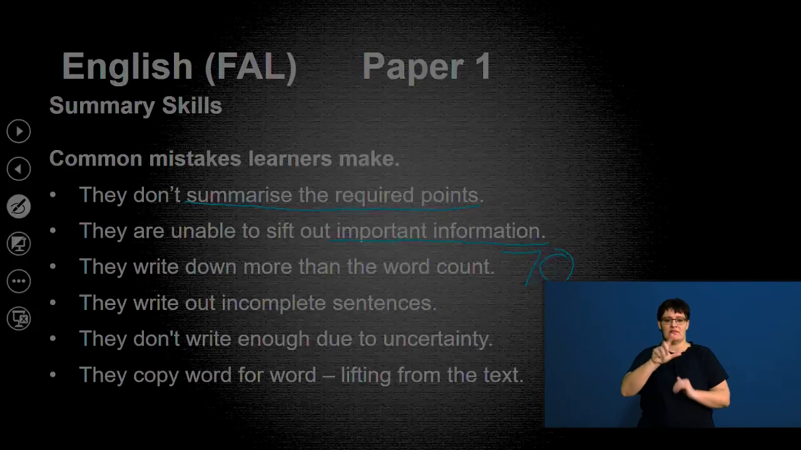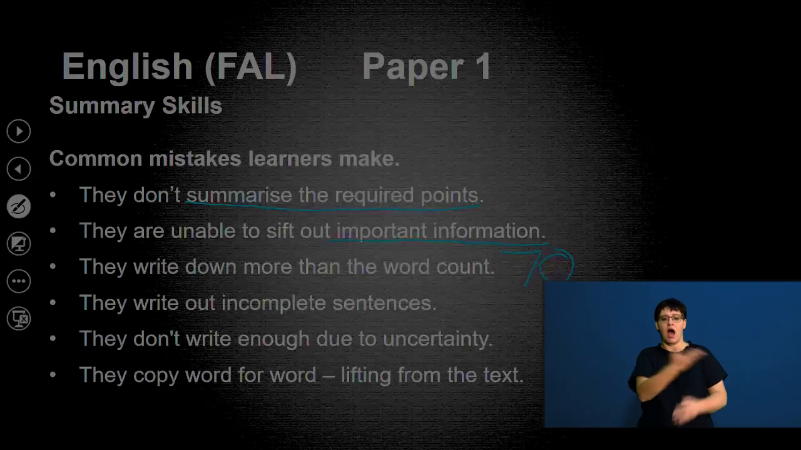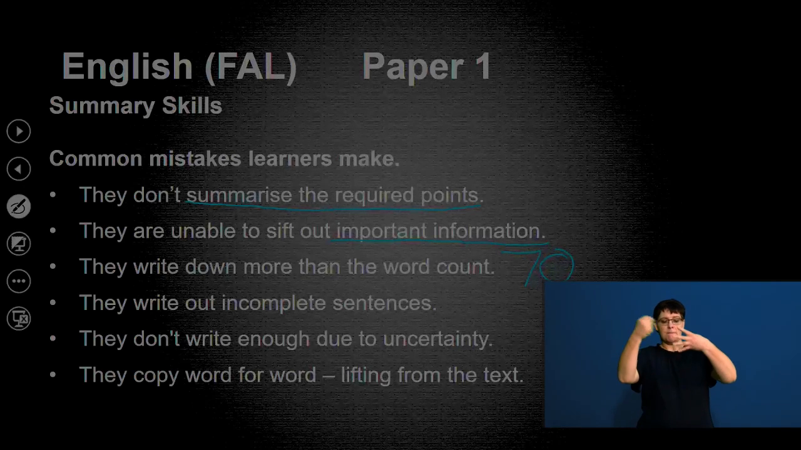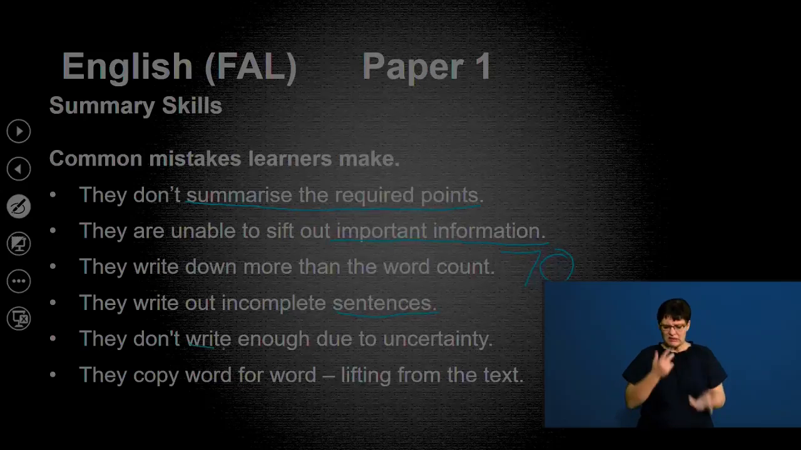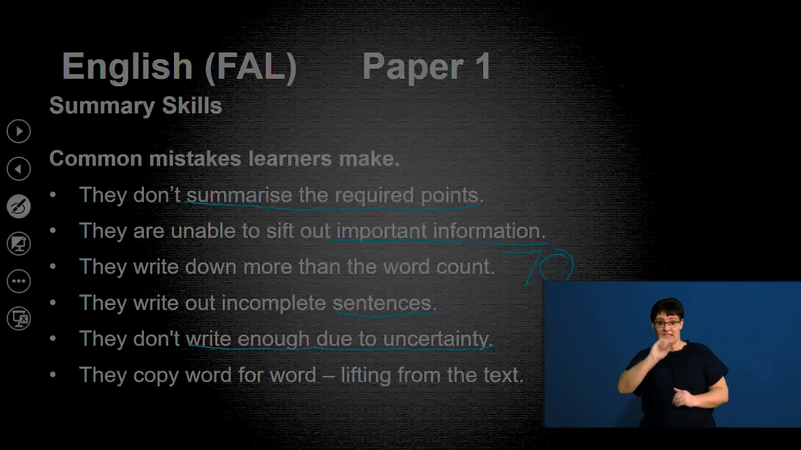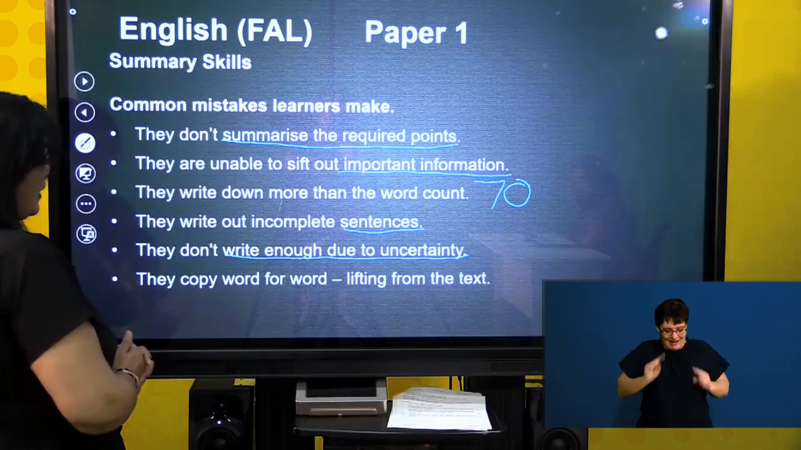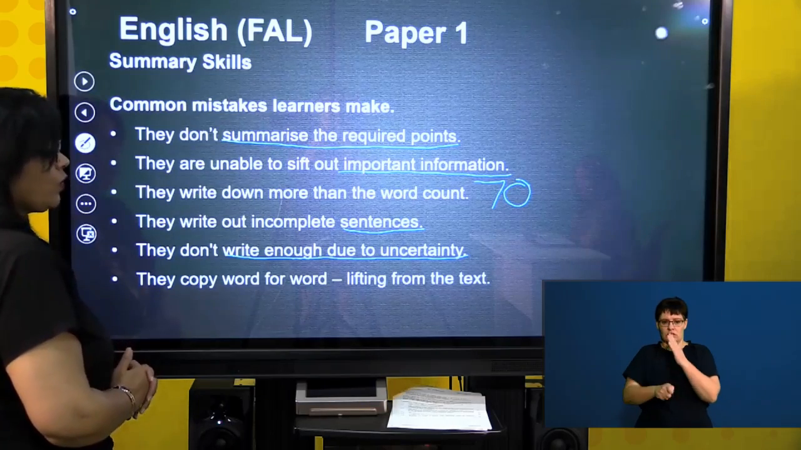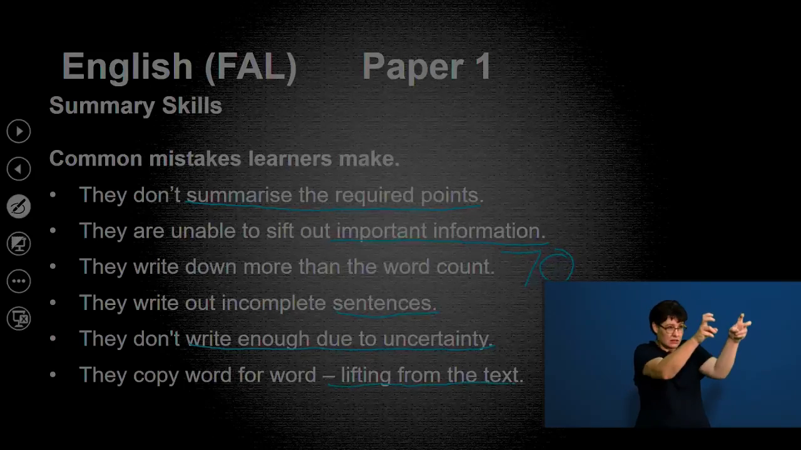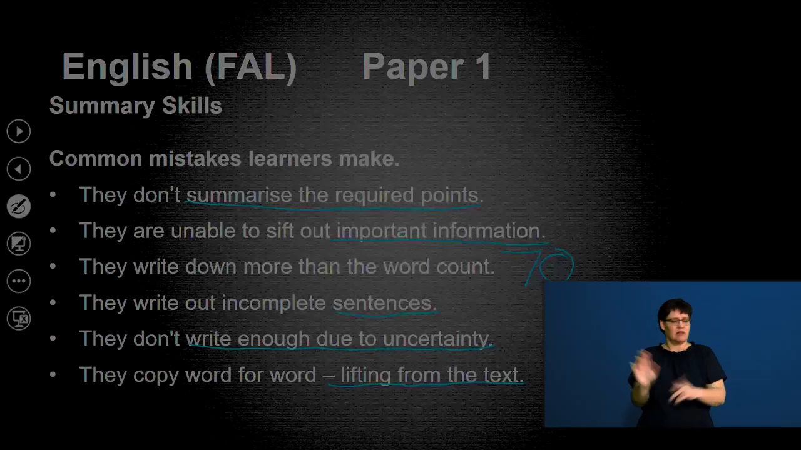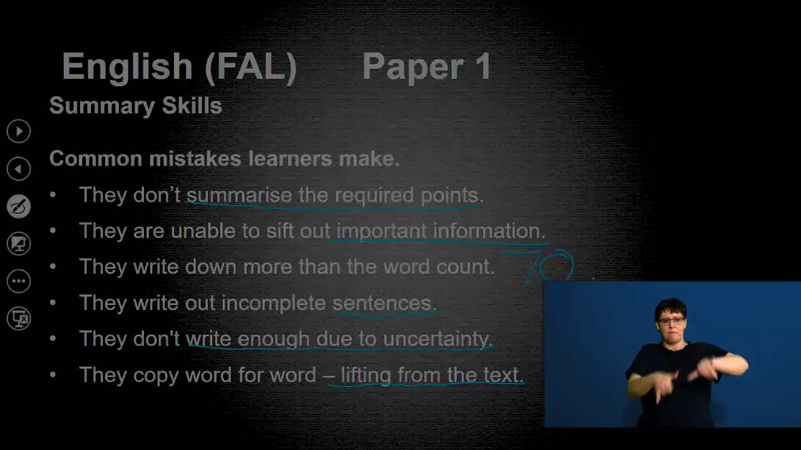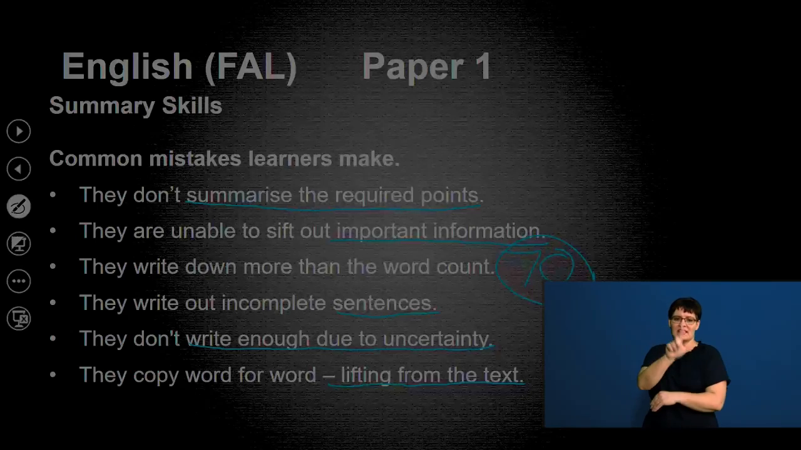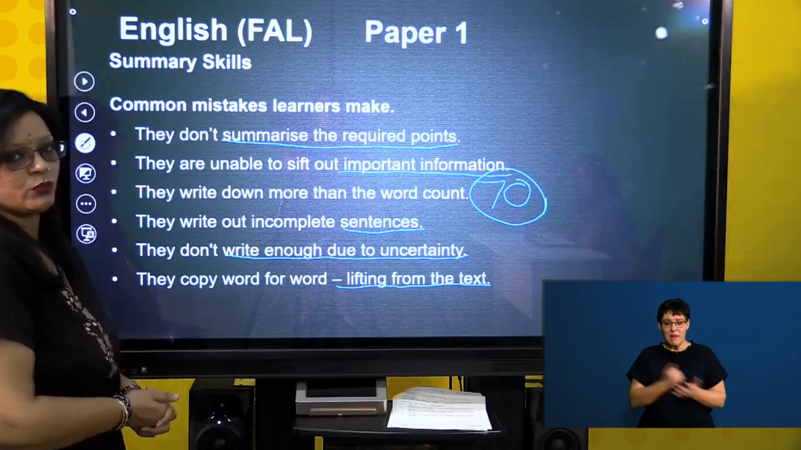They write out incomplete sentences. As much as we are requested to respond in point form, we must have complete sentences in this section. They don't write enough due to uncertainty. So learners are unable to sift out the important points. And lastly, they copy word for word, and that's basically lifting from the text. That means you are actually rewriting the entire text again, and again you're going to exceed your 70 words. And then there are penalties when marking is done.